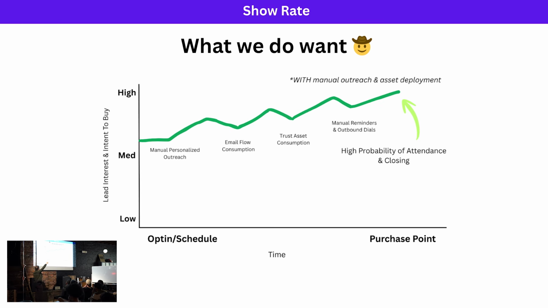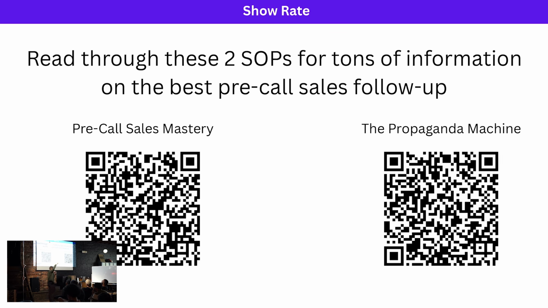This is what we do want. We want them to book in and get manual personalized outreach. Then we have email flow consumption, trust asset consumption, and manual reminders. We're going to keep following up with them. So scan these real quick. These have a ton of information on pre-call sales. We have our pre-call sales SOP and the propaganda machine SOP. Again, these will be in there for you, and anyone in the inner circle, you guys have access, obviously. Good job.